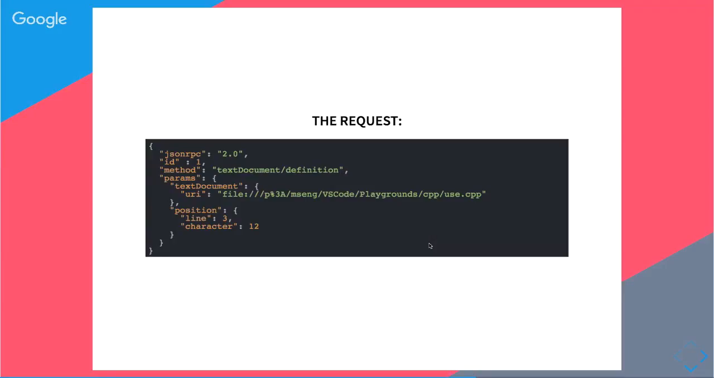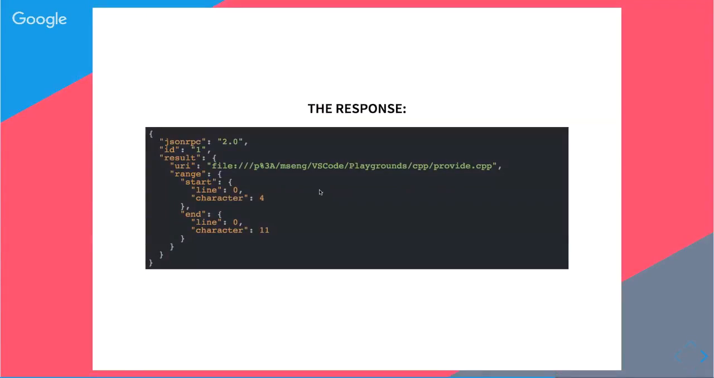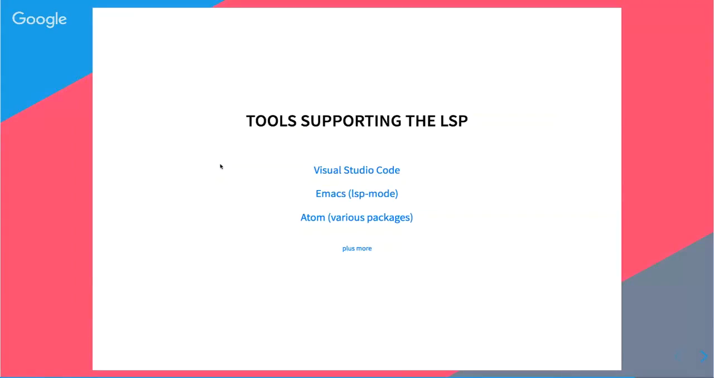The protocol uses JSON RPC, and it just describes like this method, which is the definition, the text document, which the server uses to keep track of which text document you're requesting. And this is the position of the cursor. And the response is this, which is the URI to this, and then the range, which is probably that character that was under the cursor before. So yeah, that's a simple request and response. It's just that. Tool supporting the LSP, Visual Studio Code obviously supports it very well.